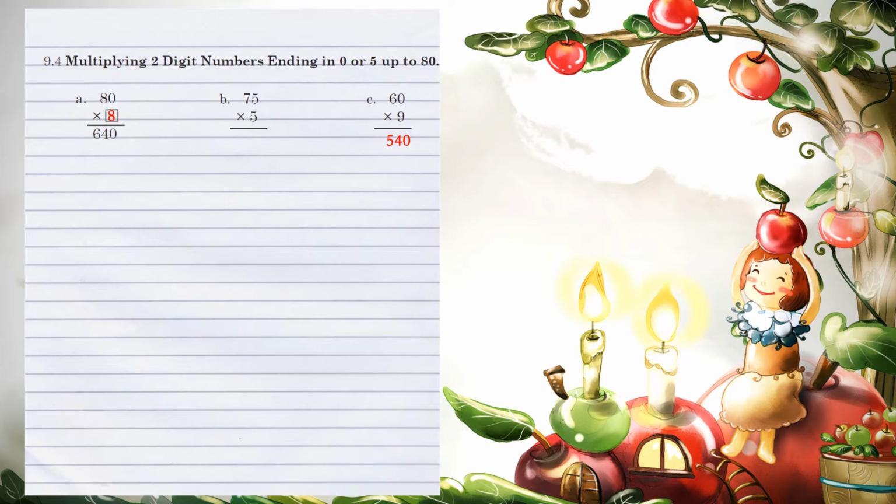Let's look at example B. 5 times 5 is our first step, which is 25. So we write the 5 down, carry the 2. 5 times 7 is 35, plus the 2 equals 37 for an answer of 375.